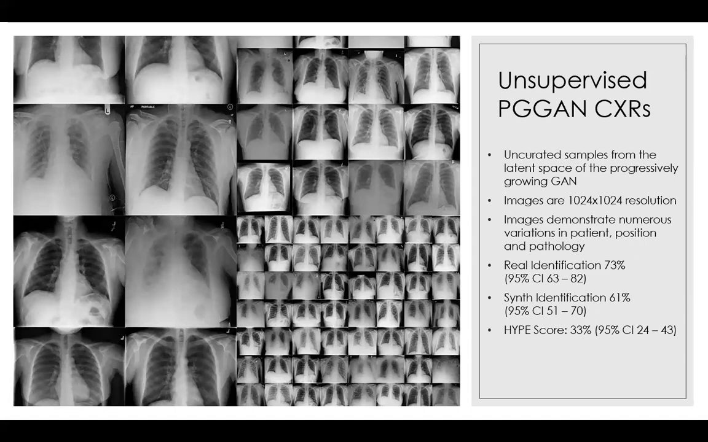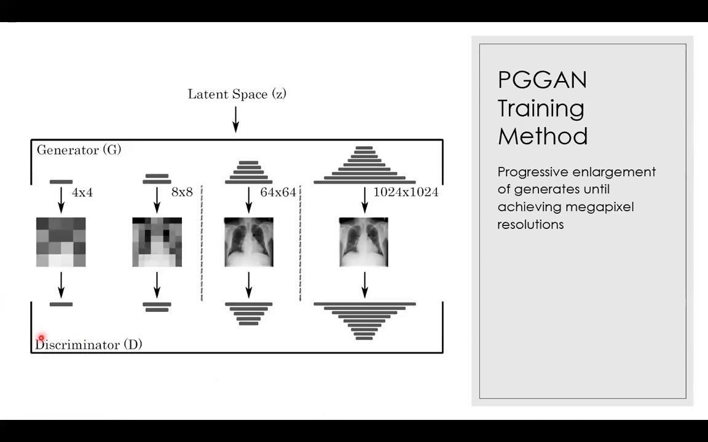So these are the chest X-rays produced at a megapixel resolution. Here is an example of how that process works. It will start off by generating a 4x4 pixel grid. Once that's stable, it'll move up to 8x8, eventually to 64x64, and eventually to a megapixel.